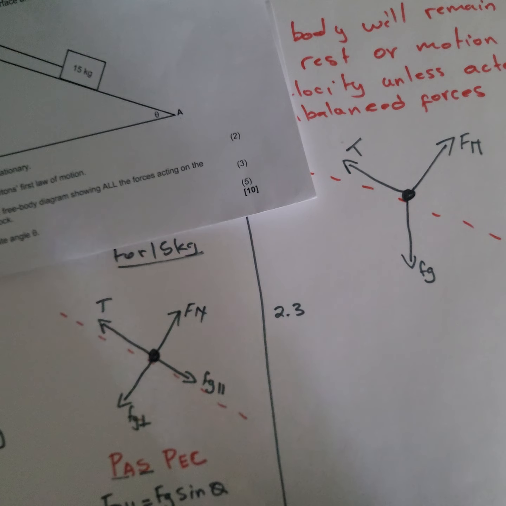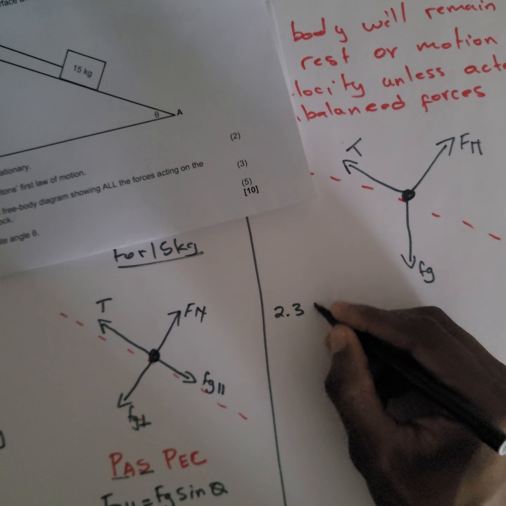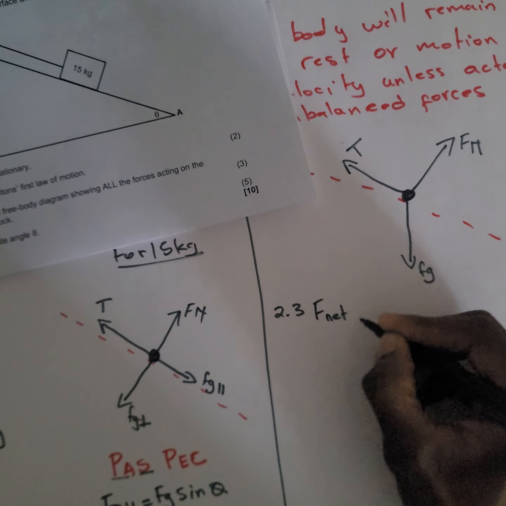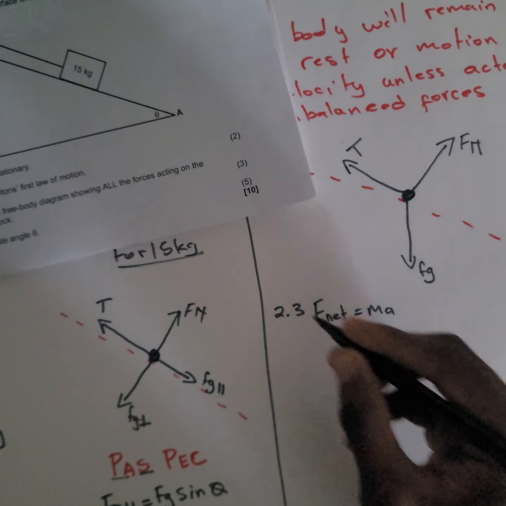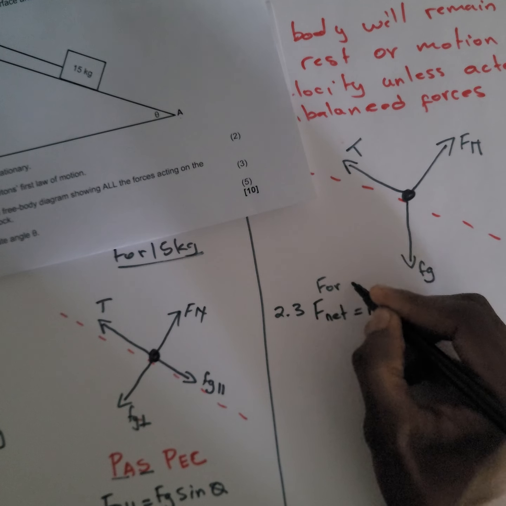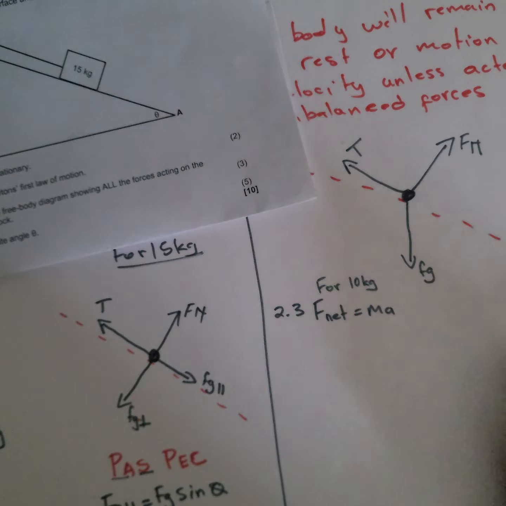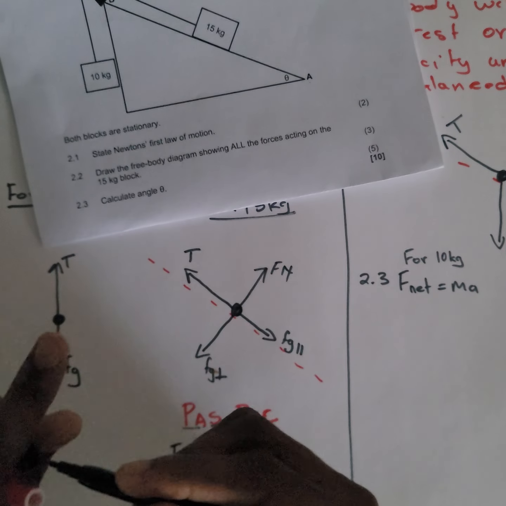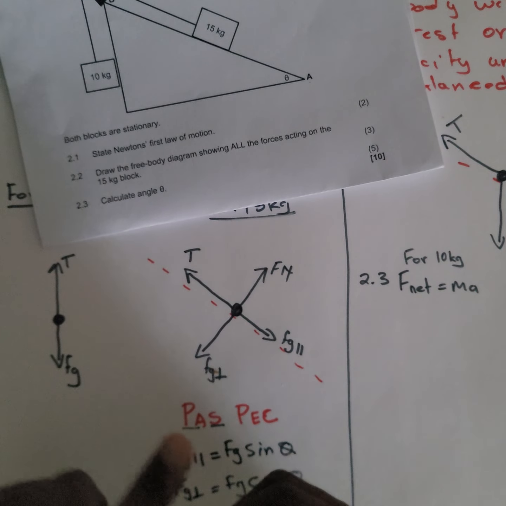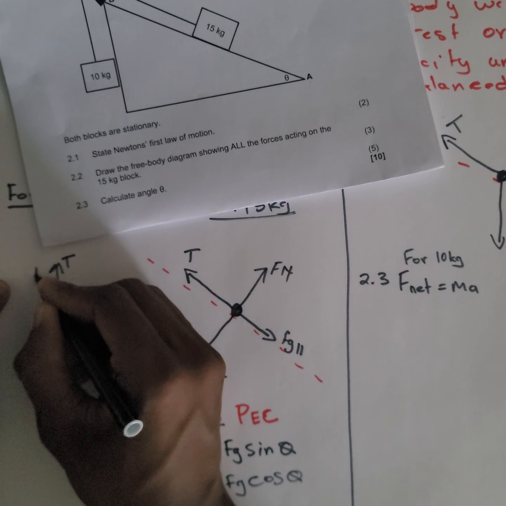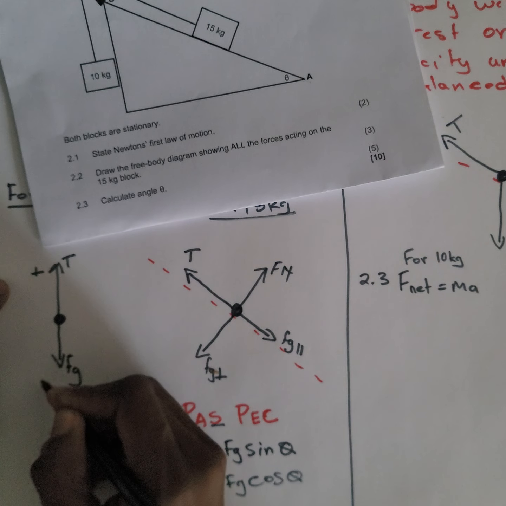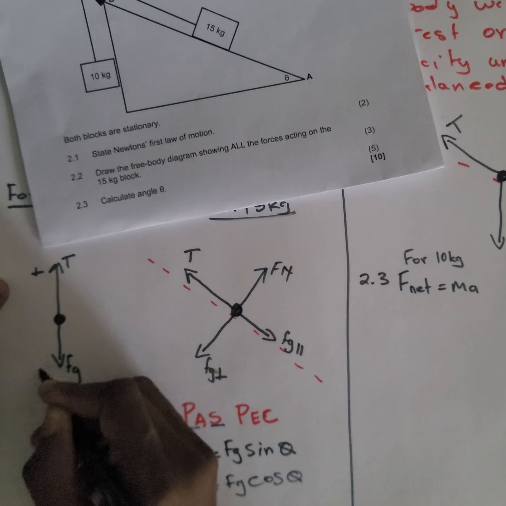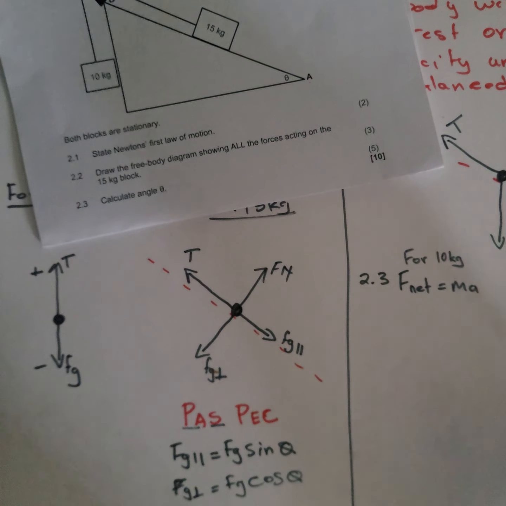The approach is to find F net equals ma for the 10 kg. Let me find first F net for the 10 kg. Now the choice of direction is yours. You can choose up to be positive, and then down to be negative.